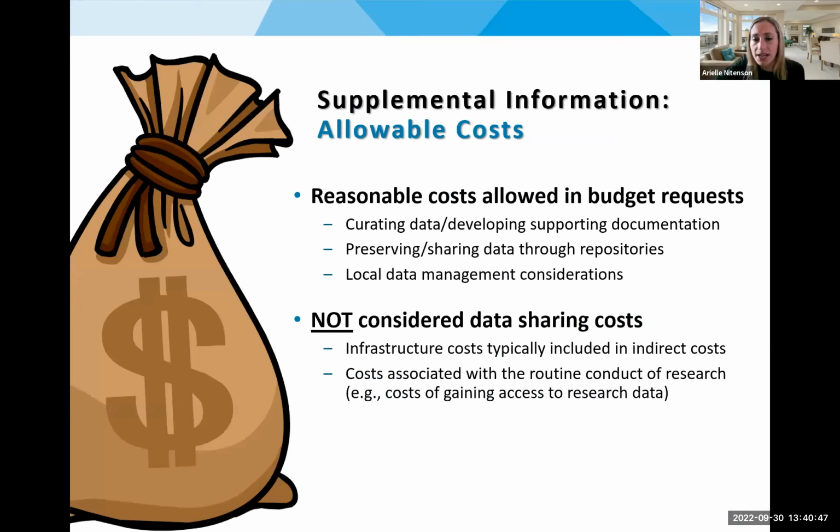NIH has also provided supplemental information on allowable costs, highlighting what types of costs can be considered costs of data management and sharing allowed in budget requests. Costs allowed in budget requests include things like curating data, developing supporting documentation, preserving and sharing data through repositories, and local data management considerations. Costs that cannot be considered part of data management and sharing include infrastructure costs typically included in indirect costs and costs associated with the routine conduct of research.